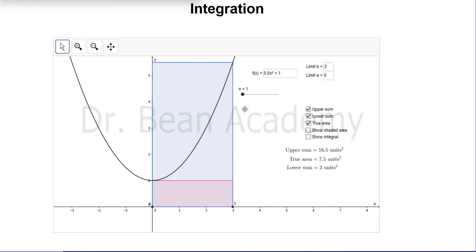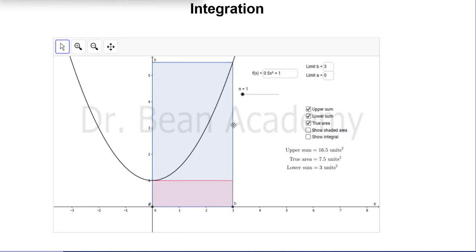You see, now I have the number of rectangles equals 1 here. So I will move this slider to change the number of rectangles, and then you will see that the area is improving. In the middle I have true area, that is the true area which comes out of the integration, which means after the condition that the number of rectangles is infinite. So you can compare that. Now error is too much. The true area is 7.5 units squared.